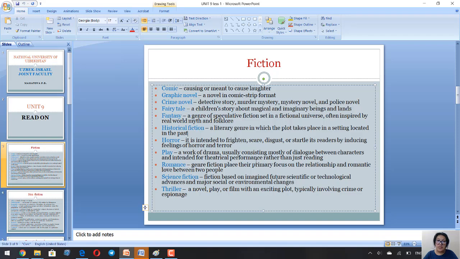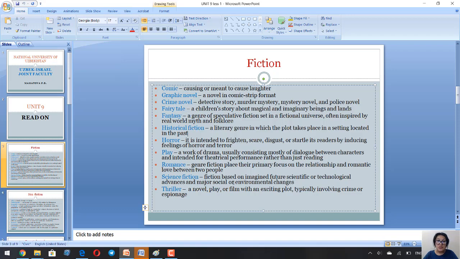Play, a work of drama usually consisting mostly of dialogue between characters and intended for theatrical performance rather than just reading. For example, plays of Shakespeare. Shakespeare wrote plays, and all his plays were performed in theaters. Next, romance. Genre fiction places their primary focus on the relationship and romantic love between two people. We have to stress this word combination, romantic love between two people. Here we can find stories about love, about relationship.